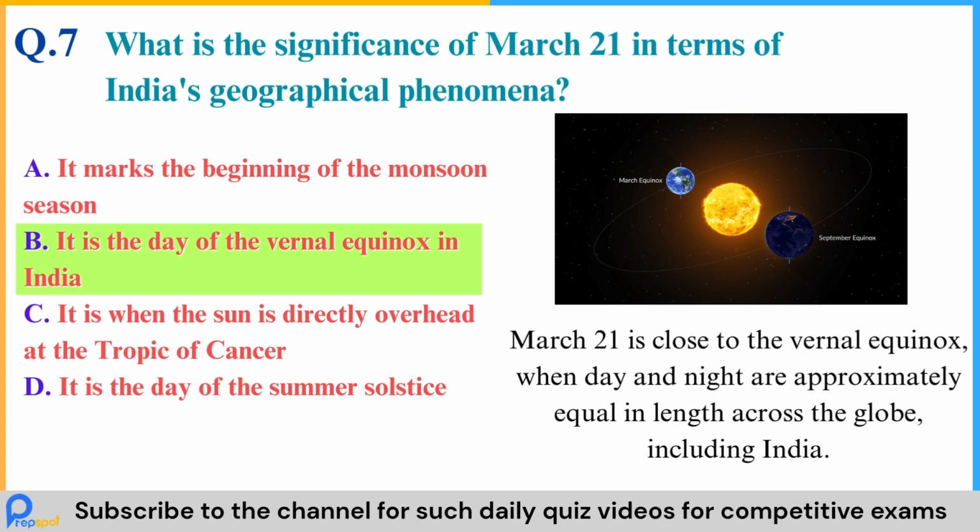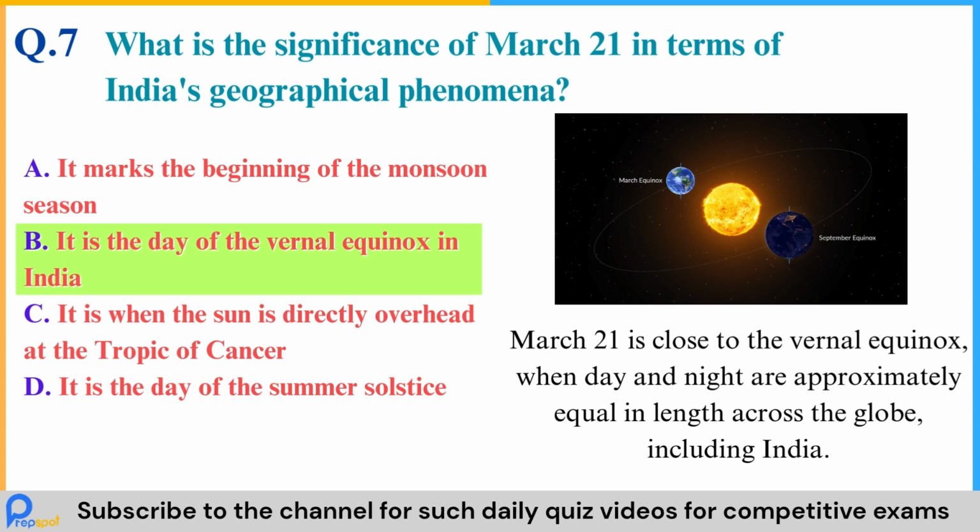Answer: B. It is the day of the vernal equinox in India. Explanation: 21st March is close to the vernal equinox, when day and night are approximately equal in length across the globe, including India. Question 8.